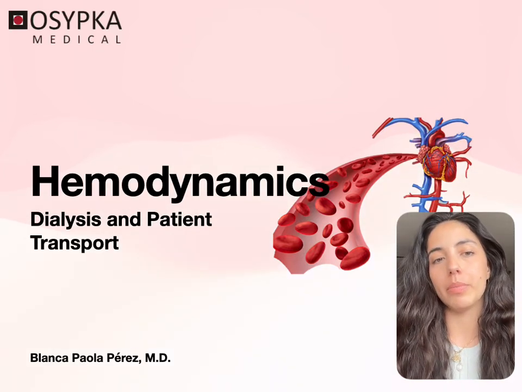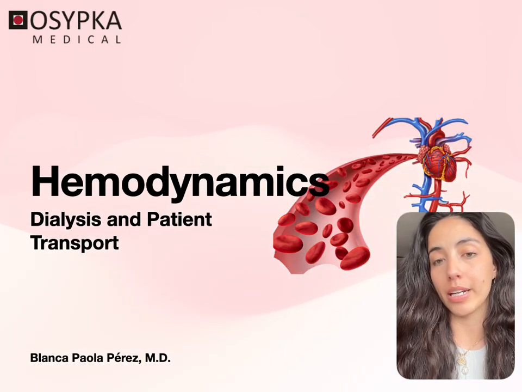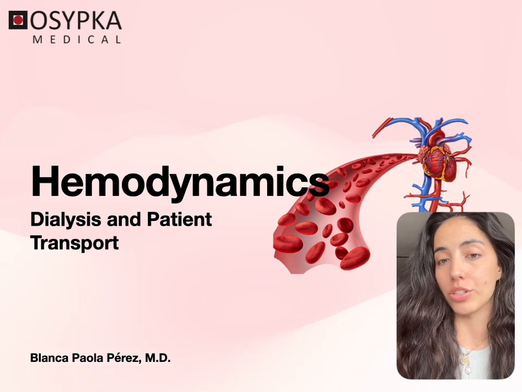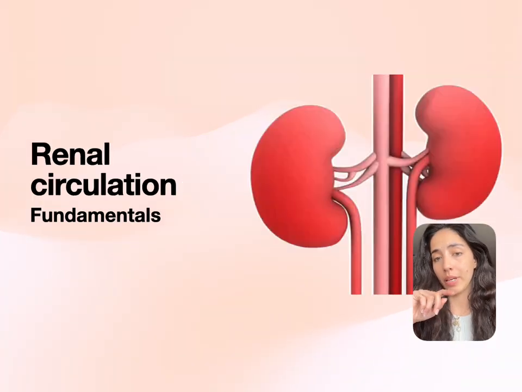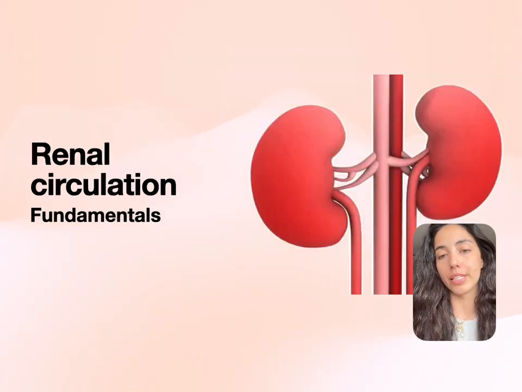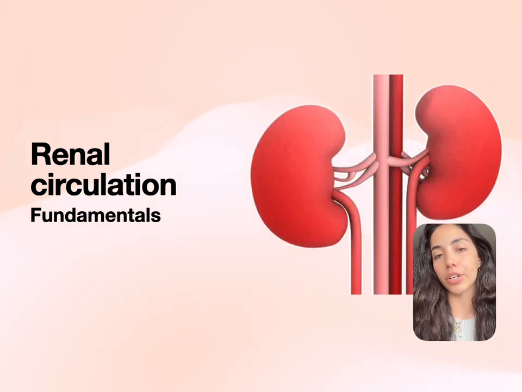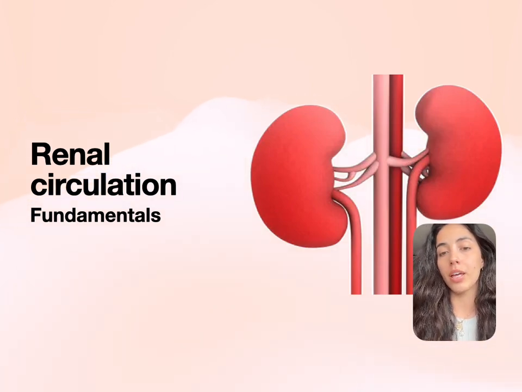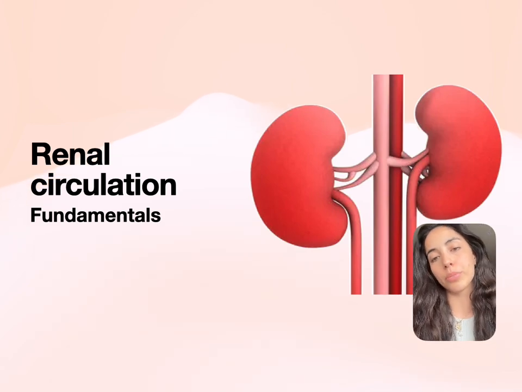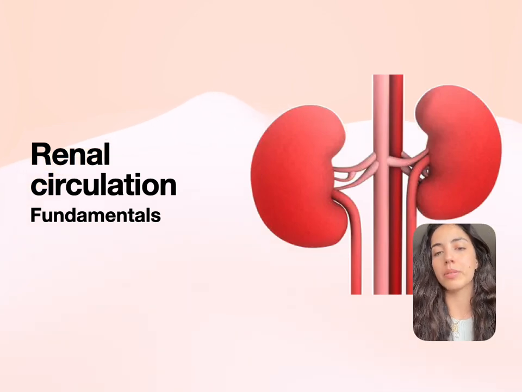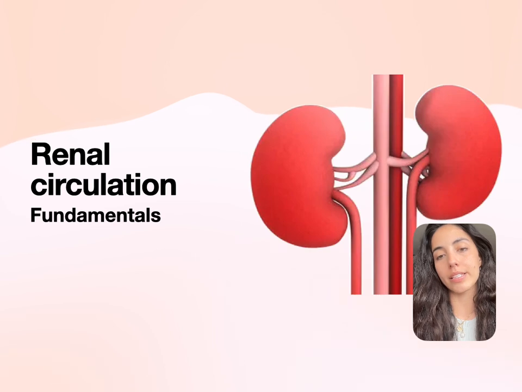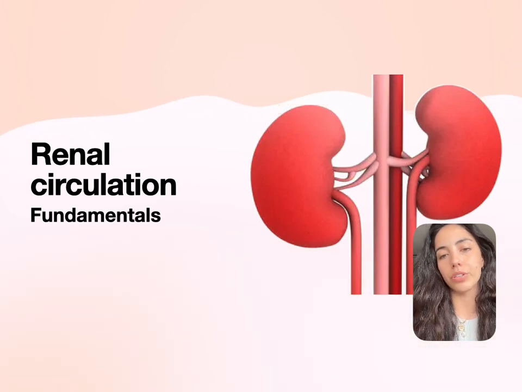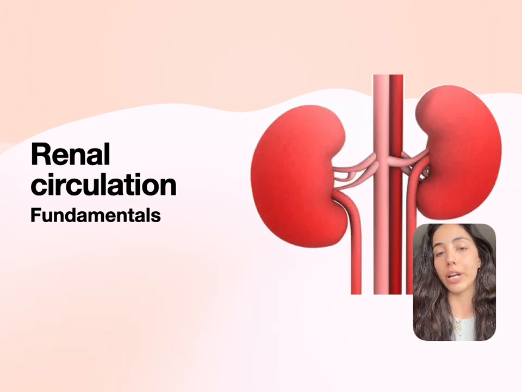Hi everyone, today we're going to be learning about hemodynamics in the context of dialysis and patient transport. To begin with, we're going to go through a little bit of the key concepts of renal circulation, such as the kidney's function in managing blood pressure through neural and hormonal mechanisms. The hormonal mechanisms specifically are through the RAS axis, in which renin increases vascular tone through the afferent signals that arrive at the juxtaglomerular apparatus.